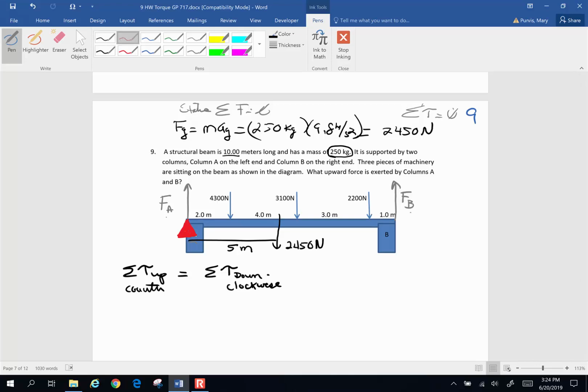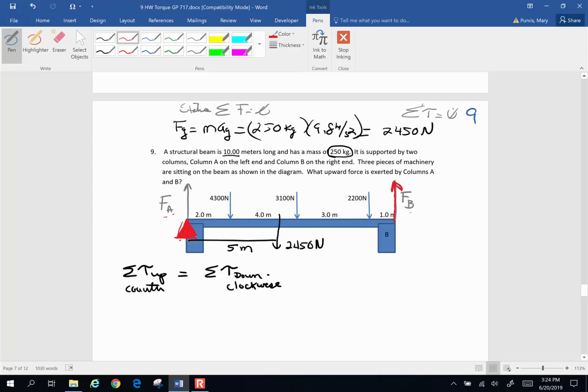What's going to be a torque? If I put my fulcrum, my pivot, my axis of rotation right here, what is going to make it rotate upward or counterclockwise? Well, there is only one force that's going to do that, and that is force B, the support force, the normal force caused by B. Force A is going to fall out of the equation because any force acting at the axis of rotation will not produce a torque. That's one of the reasons we put the axis of rotation over that pivot.